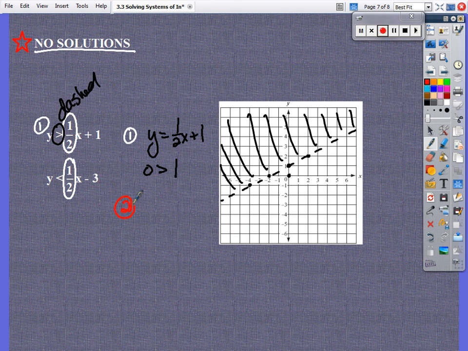Looking at number 2, what we have is y equals 1/2 x minus 3. Same slope, but different y-intercept. So what we have here is a graph that looks very similar. It's also going to be dashed. This tells me right here it's going to be dashed. And then I test 0, 0, and what we get is 0 is less than -3. And we say, well, that's false as well. And so that's a false, so I would shade the opposite side.